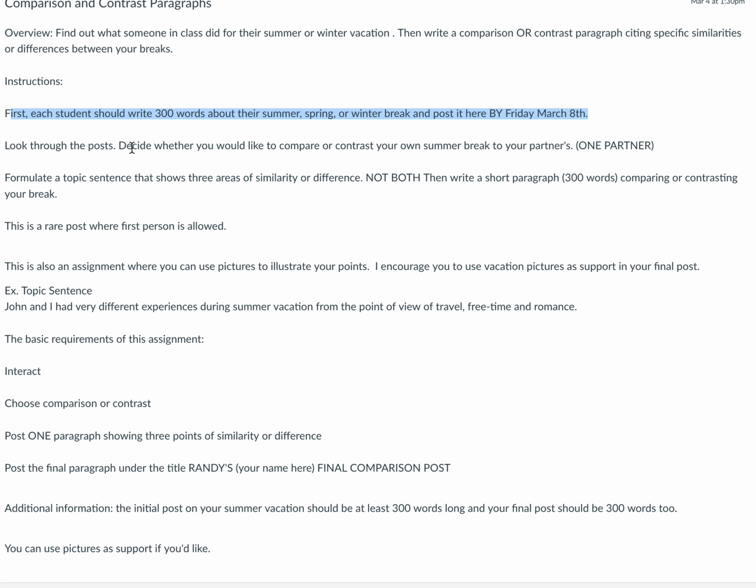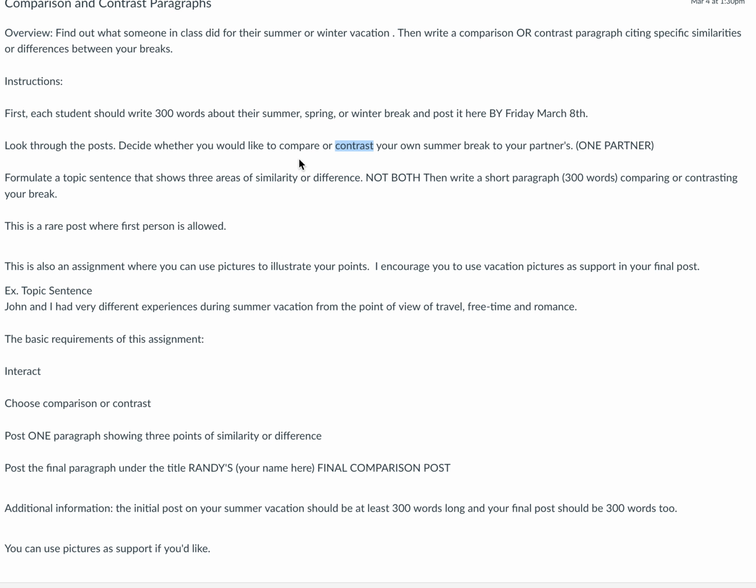Then you will, once you've done posting your own, look through other posts of other students. You will choose one that has either points of comparison or points of contrast that you think you could write a paragraph about. My trip to Moscow was very different than Donald's trip to Las Vegas in the way we looked at culture, the way we looked at free time, and the way we learned about the people around us.